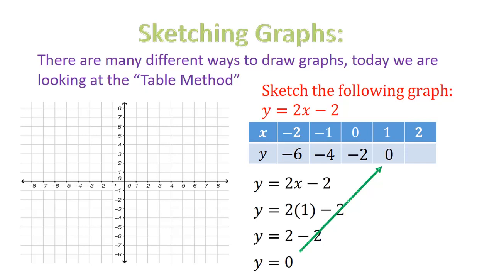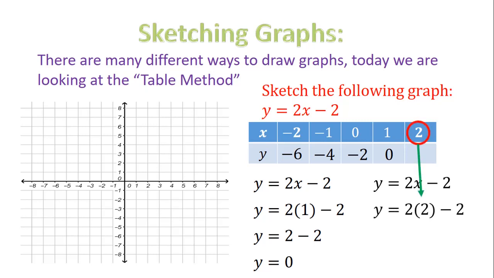Our last one, again we write down our equation. We take our x value and we substitute it into our equation. Then we multiply it out, so 2 times 2 is 4, and then subtract 2, and that means y is equal to 2. We fill it in the table. And now our table is complete, and we're going to use these to draw our graph.